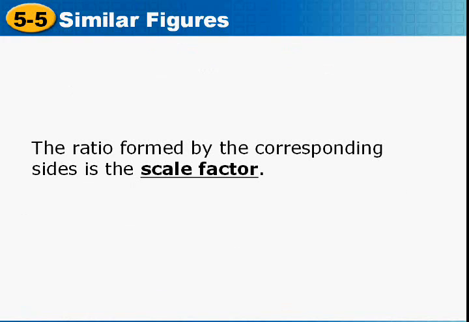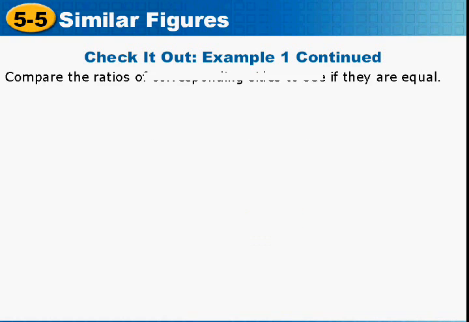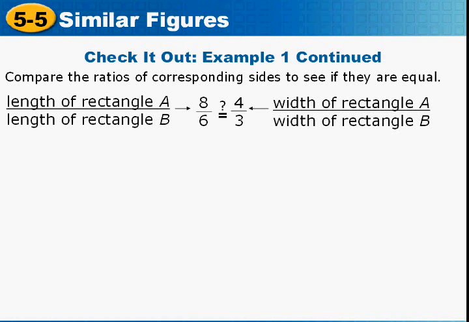So now we're going to talk about scale factor. The ratio formed by the corresponding sides is the scale factor. Remember when you blow something up and you use scale factor, dilate? If you dilate by 2, you multiply everything by 2. If you dilate by half, you multiply everything by half. Well, now you need to know that the ratio that was formed is the scale factor. So, for instance, on this one, 8 to 6, 4 to 3. 4 to 3 is the reduced ratio, so 4 to 3 is the scale factor.